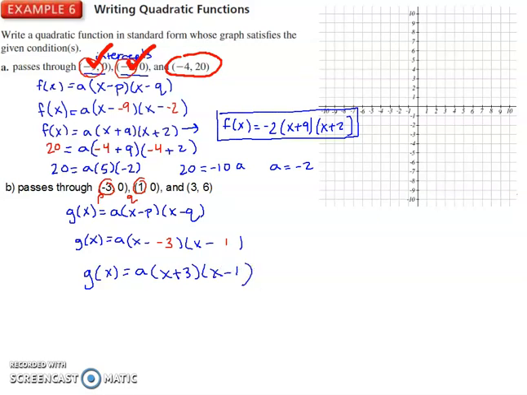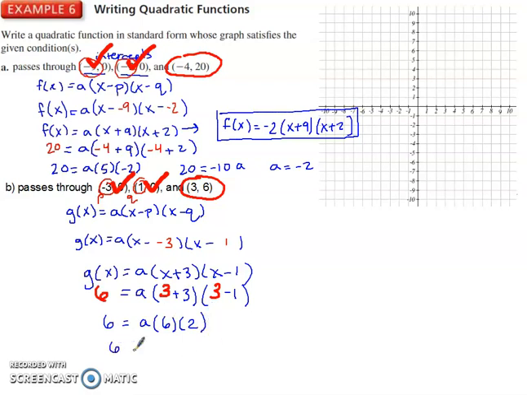So we have those first 2 conditions satisfied. Our parabola will cross through those 2 points. What we need to think about now is this third point. So I know that if I put in a 3 for x, I will get a 6 out for y, and that can help us figure out what my a value needs to be. So x is 3 plus 3 times x is 3 minus 1. 6 is equal to a times 6 times 2. This is 12a, and dividing by 12, I find that a is equal to 1/2.